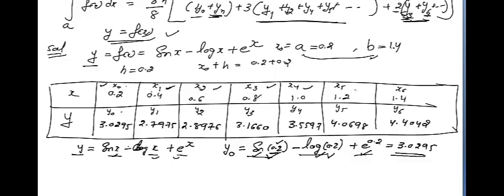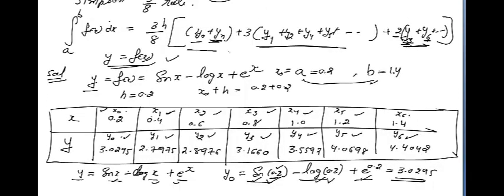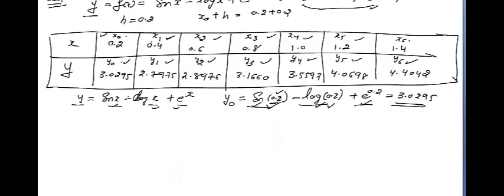Okay, and the corresponding values of y are these. You need y0, y1, y2, y3, y4, y5 and y6. Correct? So if you see the formula, I have already given the formula to you. This is the formula of the Simpson 3/8 rule. So what is the formula?